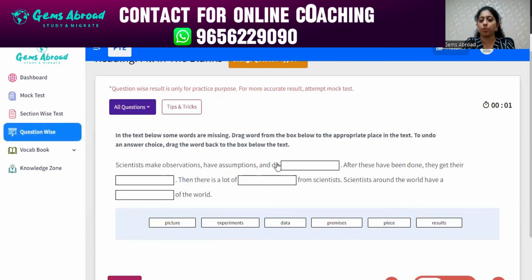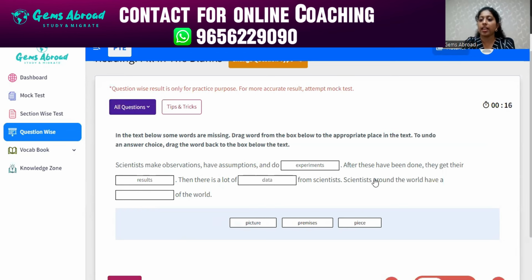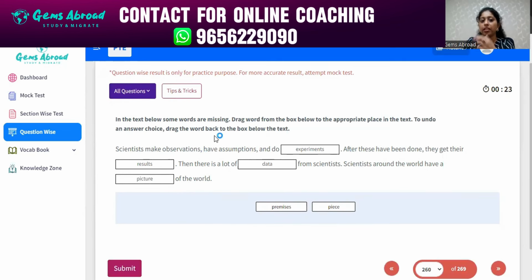Scientists make observations and assumptions, and they do experiments. After these have been done, they get results. Once the experiment is done, they get results, and then there is a lot of data in the results. Scientists around the world have a picture of the world. So, very simple: they make observations, they have assumptions, and they do experiments. One experiment gives a result, the result gives data and a picture, so you can connect this very easily.